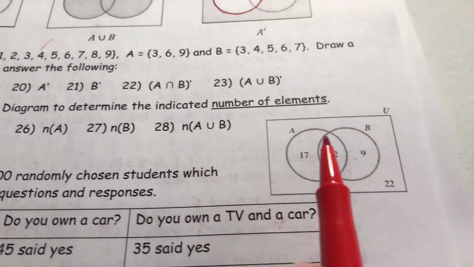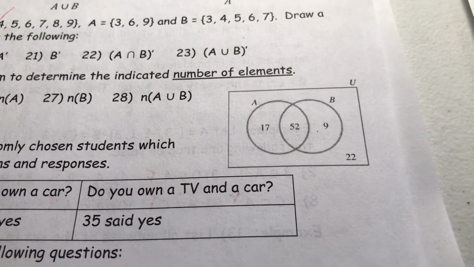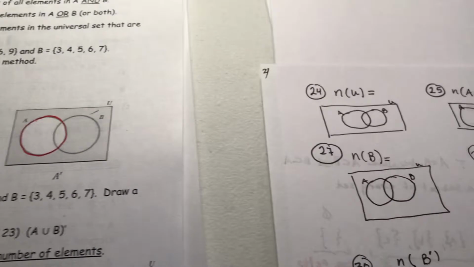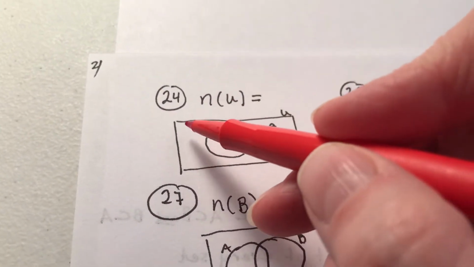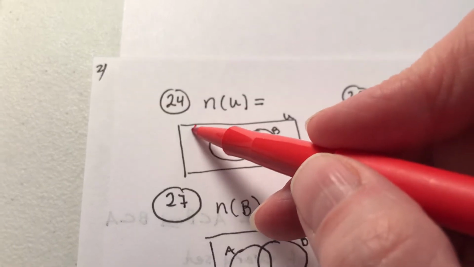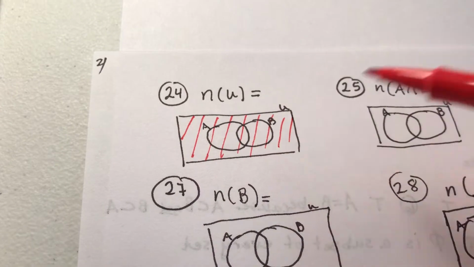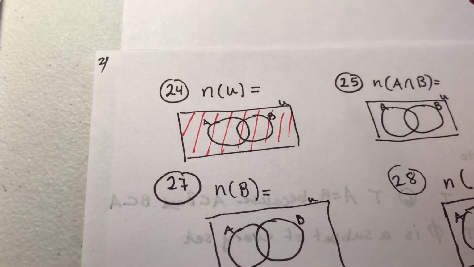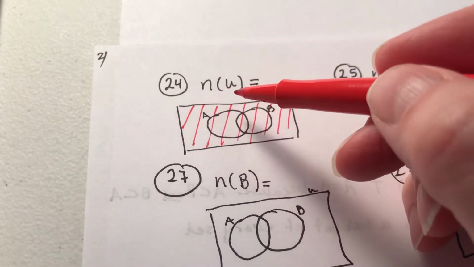So if I look at this, the number of elements in U, I am first of all going to look at what is U, the number in U. When I think of that, I'm thinking about everything in the entire universal set. Okay, that is what this stands for. U is all of that. Now it wants to know how many.